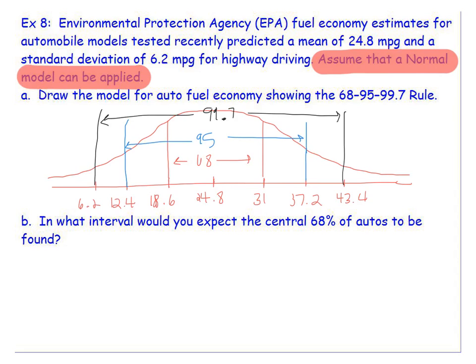So now, in what interval would you expect the central 68% of autos to be found? So 68%, that was my red barrier there. So we would simply say between, because we're reading our graph, 18.6 and 31 miles per gallon. That's how you read the graph. That's how easy that question was. But they are going to get more difficult.